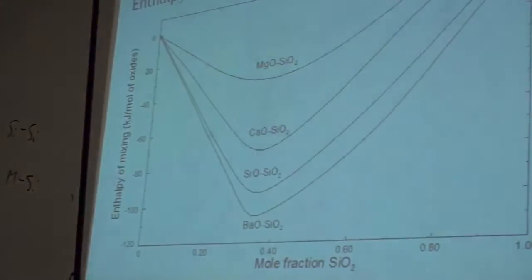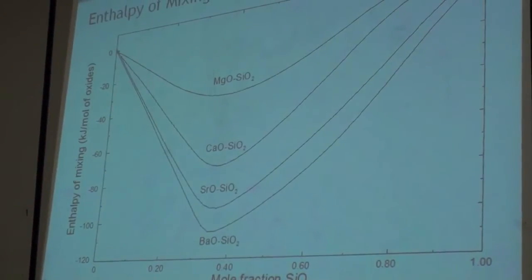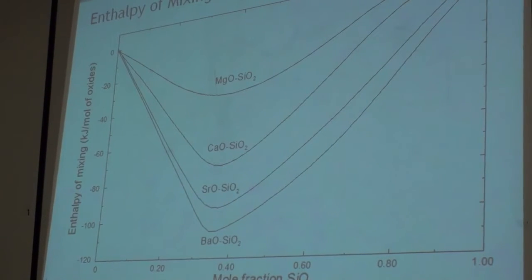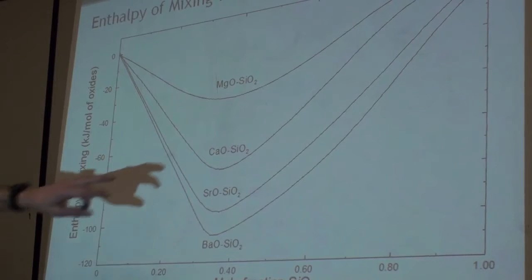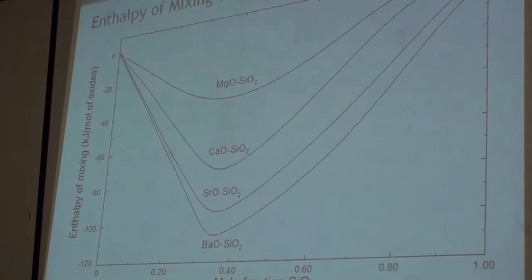Enthalpy of mixing looks like you would expect. You have a very strong minimum around 33%, which is the M2SiO4 composition, because that's where you have the strongest complex, the strongest at the 33% composition. That's where you have the calcium and silicon as neighbors, or you have the complete Ca2SiO4 complexing.